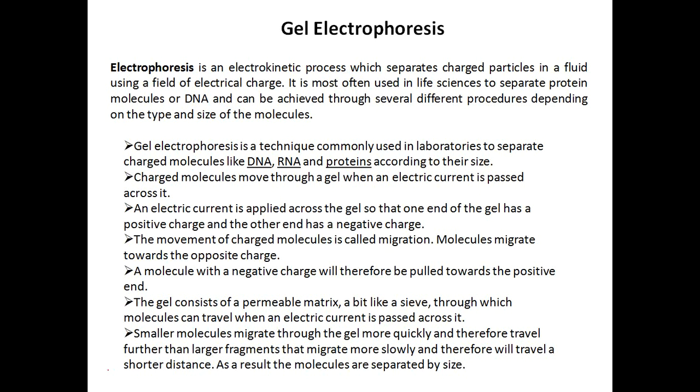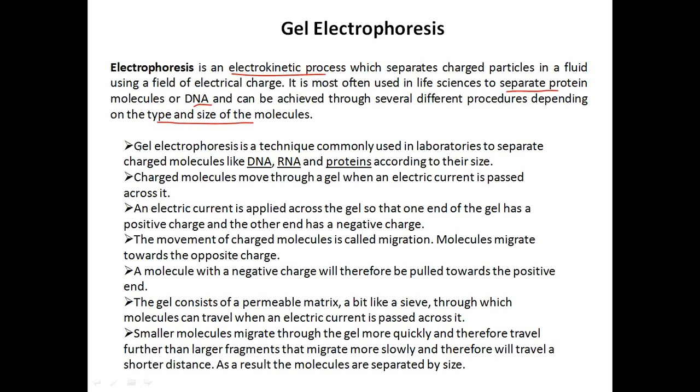The next topic we'll talk about is gel electrophoresis. Gel electrophoresis is an electrophoresis method, an electrokinetic process which separates charged particles in an electric field based upon their size. Electrophoresis separates charged particles in a fluid using an electric field. It is most often used in biological experiments to separate proteins, molecules, or DNA, and it is achieved through several different procedures depending on the type and size of the molecule.